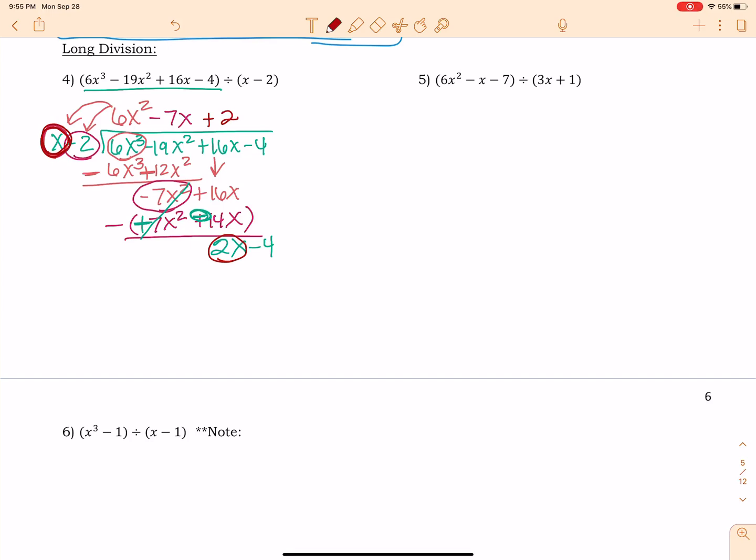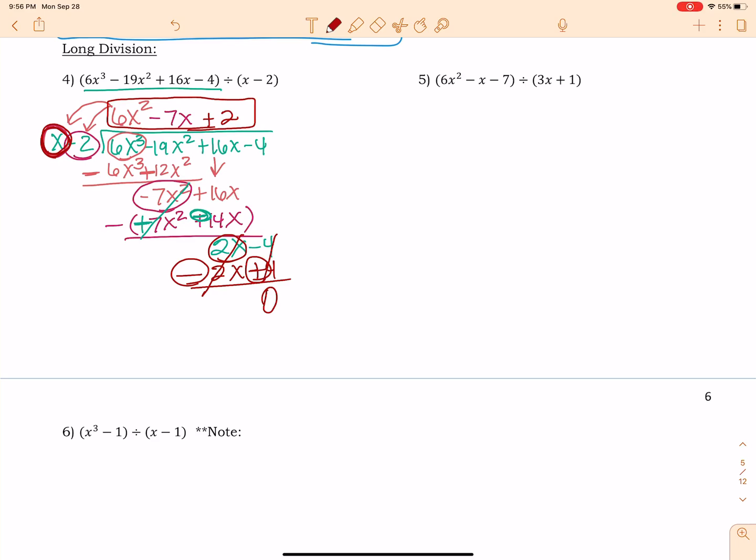So 2 times x is 2x. 2 times negative 2 is negative 4. I subtract the whole thing, so both my signs change. This adds to 0, and incidentally, so does this. So my answer to this question, right here, 6x squared minus 7x plus 2.